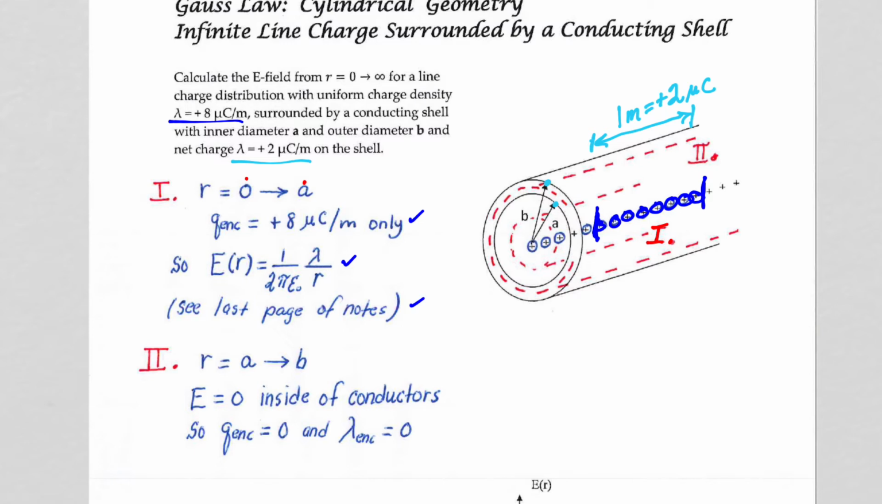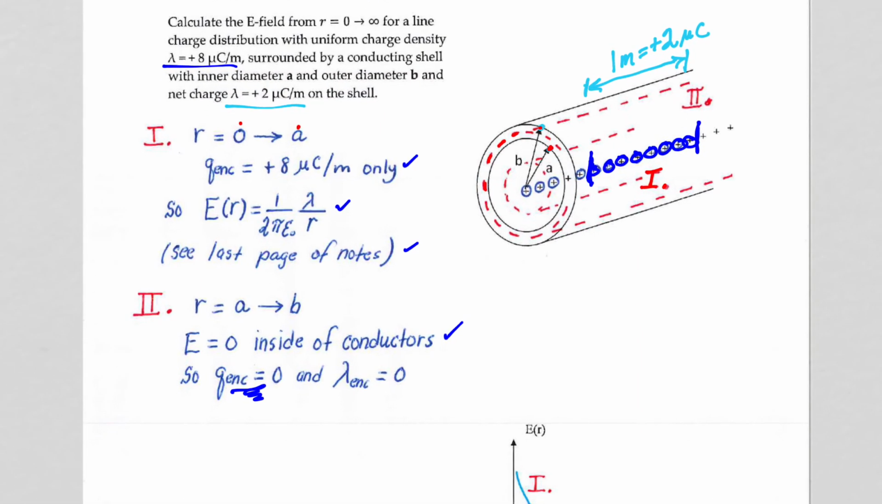Now, how about from a to b? From a to b, I put my Gaussian surface anywhere in between, but this becomes very easy, because as it says here, the electric field inside of conductors is 0. That means Q enclosed equals 0. And that boils down to the fact that lambda enclosed must also be 0.